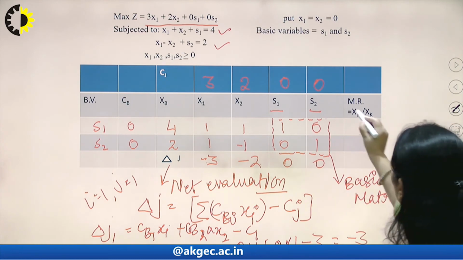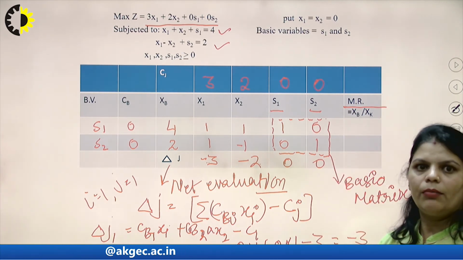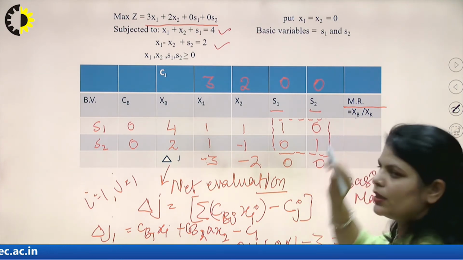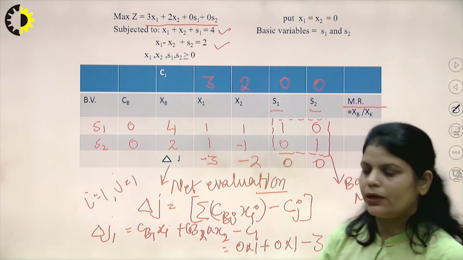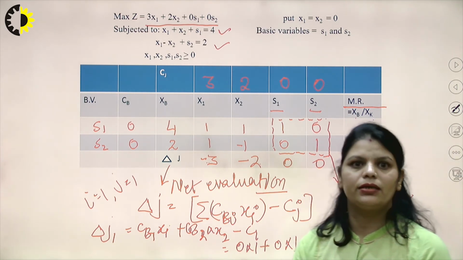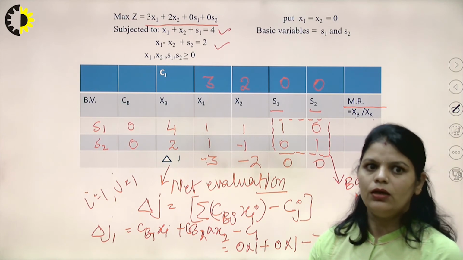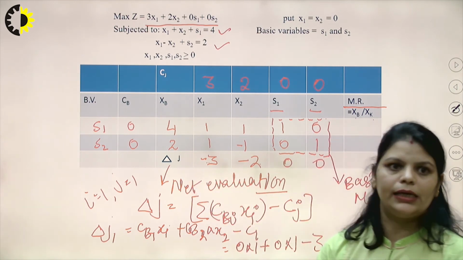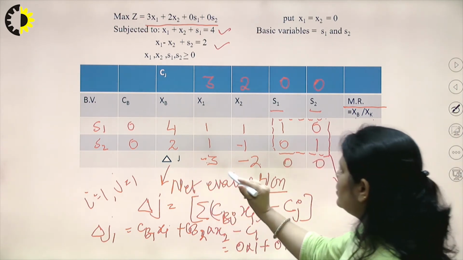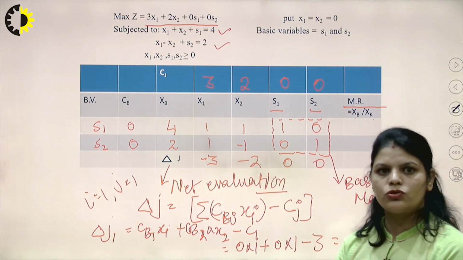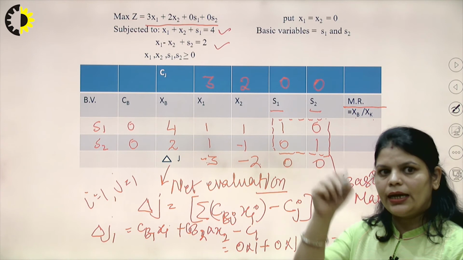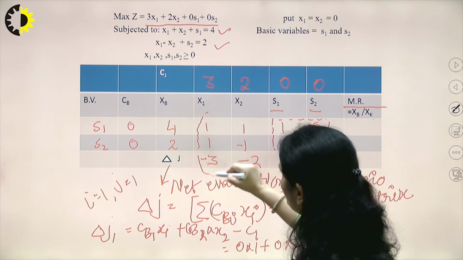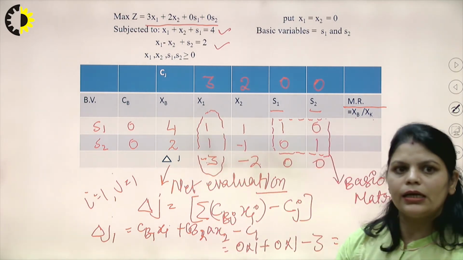Next step is we will find out the MR. MR is what? Minimum ratio. It is the ratio of XB, where XB is your value of basic variable, and the XK, where XK is your key column. Clear? So what is the key column? We will decide the key column with the help of delta J value. Here we can see the value of delta J is -3, -2, 0 and 0. So we will select the most negative value. The most negative value is -3 here. So this column will become the key column.